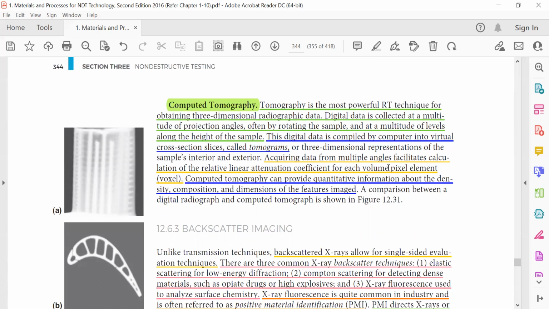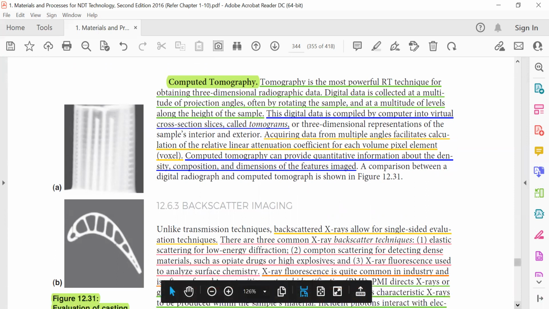Acquiring data from multiple angles facilitates calculation of the relative linear attenuation coefficients for each volume pixel element. Computed tomography can provide quantitative information about the density, composition, and dimensions of the featured element.